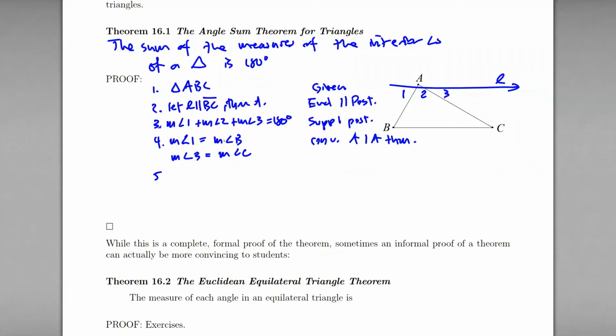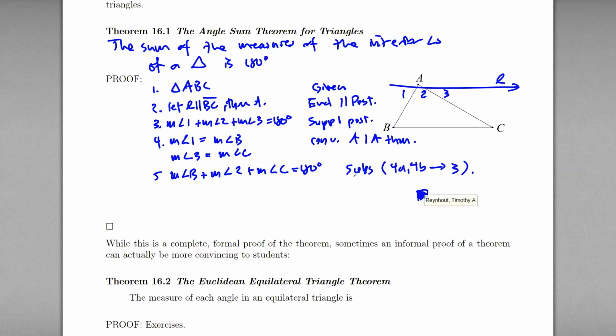But we can substitute these into line 3 to get that the measure of angle B plus the measure of angle 2 plus the measure of angle C is 180 degrees, which is exactly what we were trying to show. And that's by substitution for angles 1 and 3 into line 3. Excellent. So this is a very nice formal proof of what's going on.